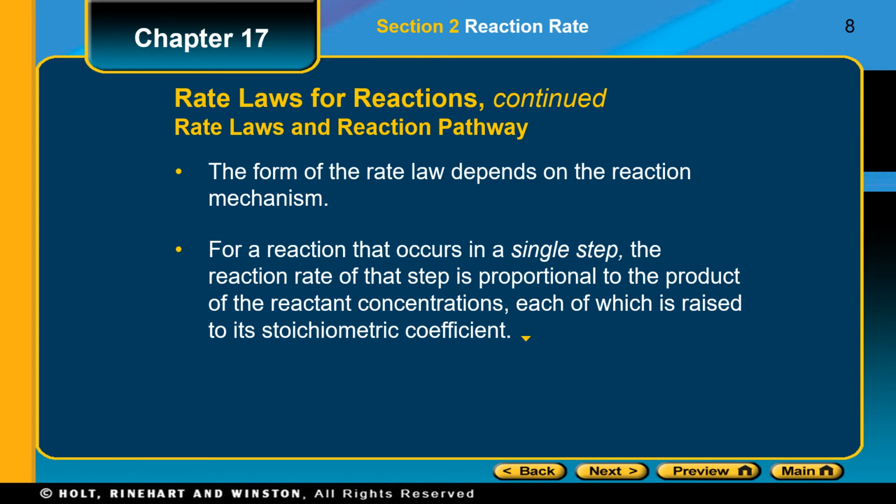Well, it turns out that for a reaction that occurs in a single step, so this is the important thought right here, if it happens all in one single step, the reaction rate of that step is proportional to the product of the reactant concentrations. You're just going to multiply the concentrations together, but here's the part that's different. Each is going to be raised to its stoichiometric coefficient. So from our balanced equation, we can figure out what the exponents are going to be.